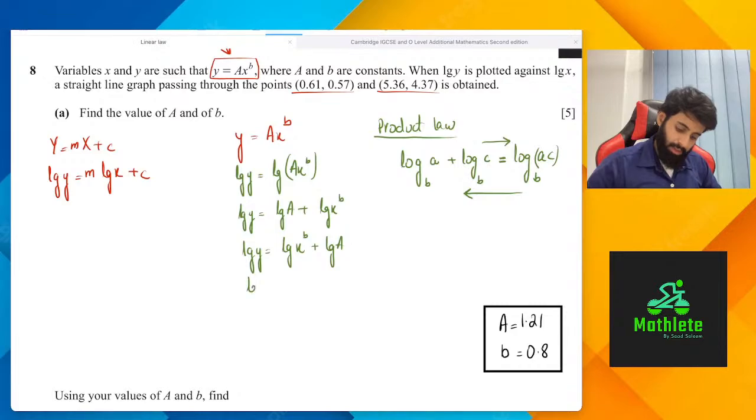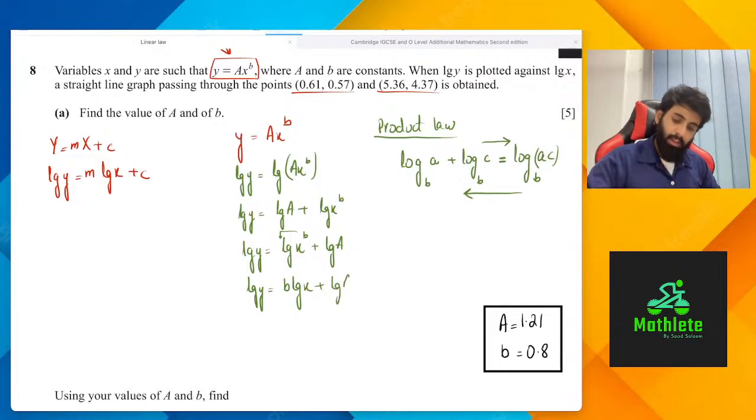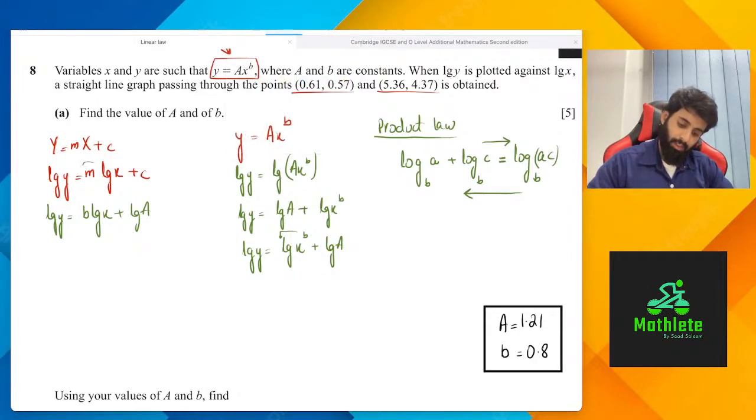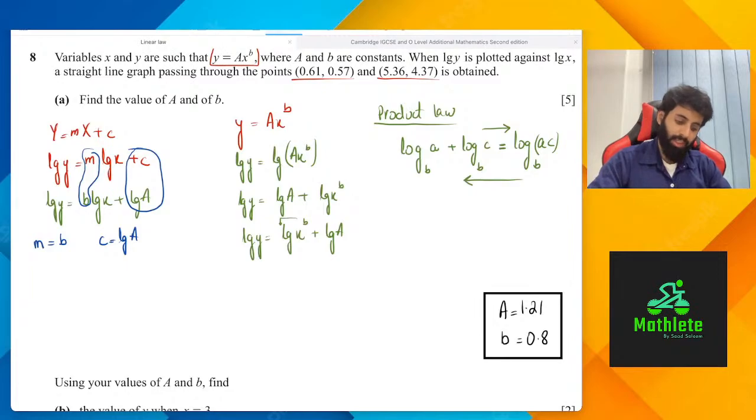Now another rule of logs, the power rule: b, which is the power of the argument, is going to get multiplied by the entire log function. So you have b LGX plus LGA. Now we're going to compare it with this one. If I compare it with this one, I know very well that if I find the value of the gradient, that's going to give me the value of b. So m is equal to b, and if somehow I can find the value of the y-intercept, that's going to give me the value of LGA, which eventually will give me the value of a.